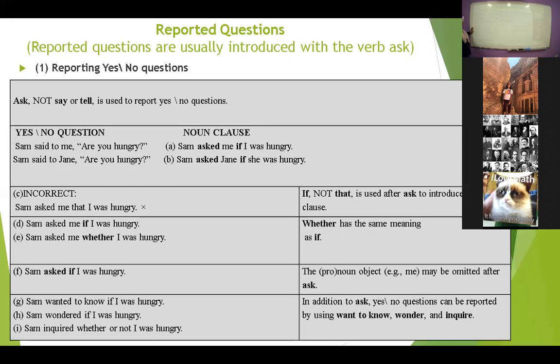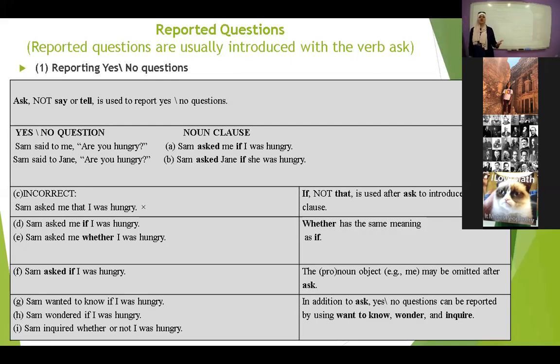Here, it's incorrect to say, "Now count the numbers, it's line 4 in the table." It's also incorrect to say, "Sam asked me that I was hungry." We don't use "that," we use "if," okay? Move to the following part. Sam asked me if I was hungry. Sam asked me whether I was hungry.